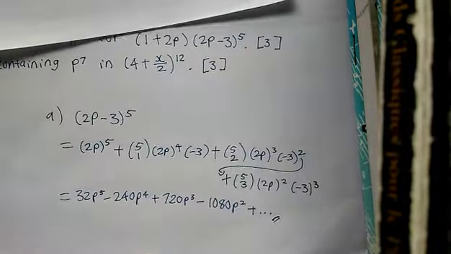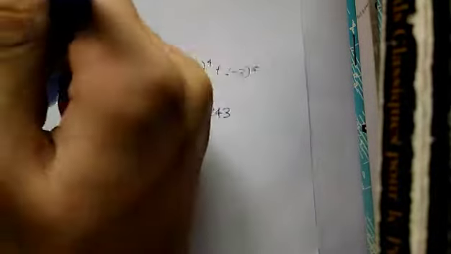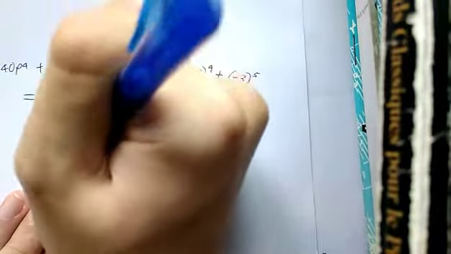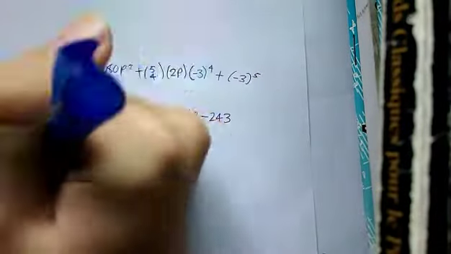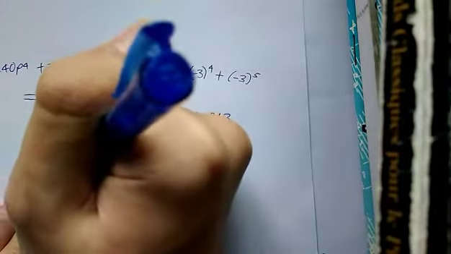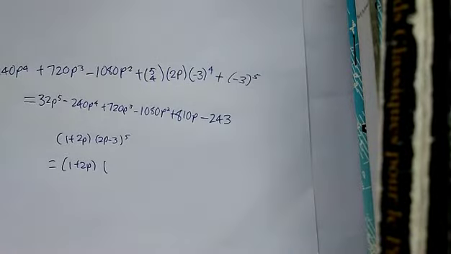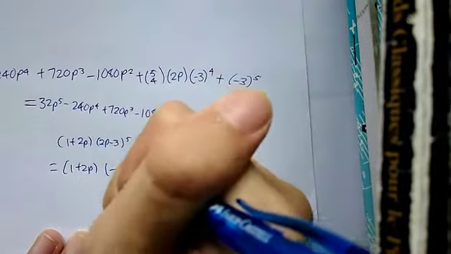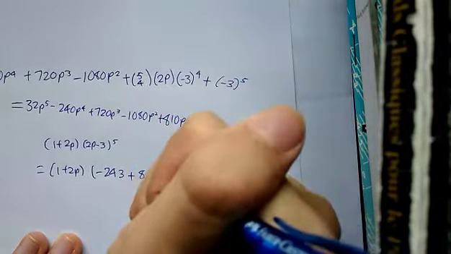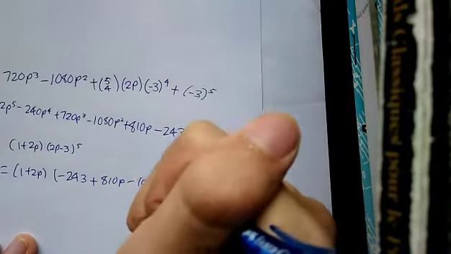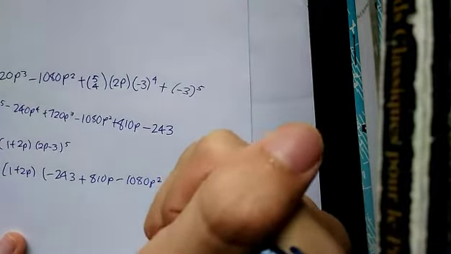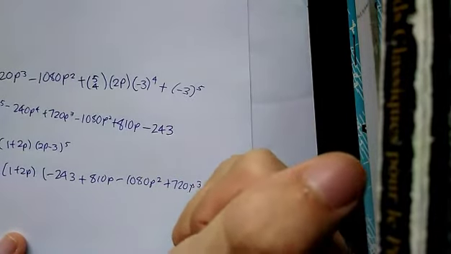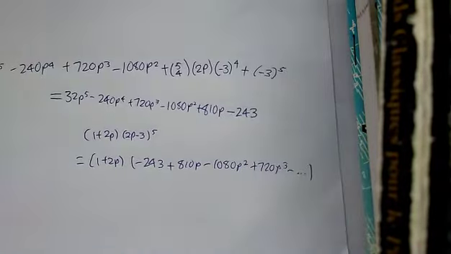Now, we're going to find what is 1 plus 2p, 2p minus 3 to the power of 5. So 1 plus 2p, 2p minus 3 to the power of 5 equals, now you're going to open up. We're going to change the order upwards. So it'll be negative 243 plus 810p minus 1080p squared plus 720p cubed minus ... because we don't need extras.